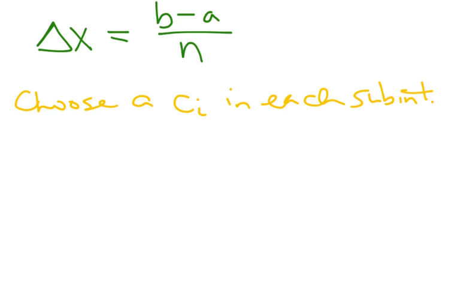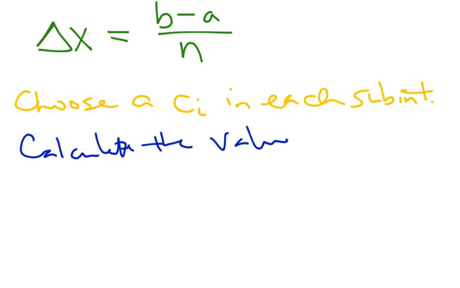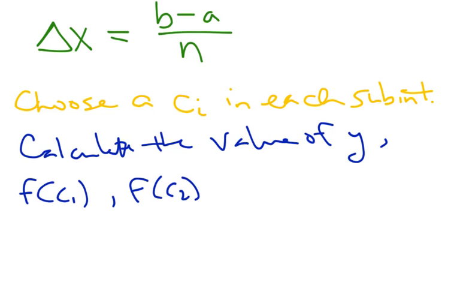Now, from this, we're going to calculate the value of y, which is, of course, just f of c sub 1, f of c sub 2, and so on. We're going to run out of space, so let's just keep it like that. f of c sub i. Actually, I should probably put that as f of c sub n. That's the last one. Each one of them is an f of c sub i. So I'm going to calculate the y value at all these.